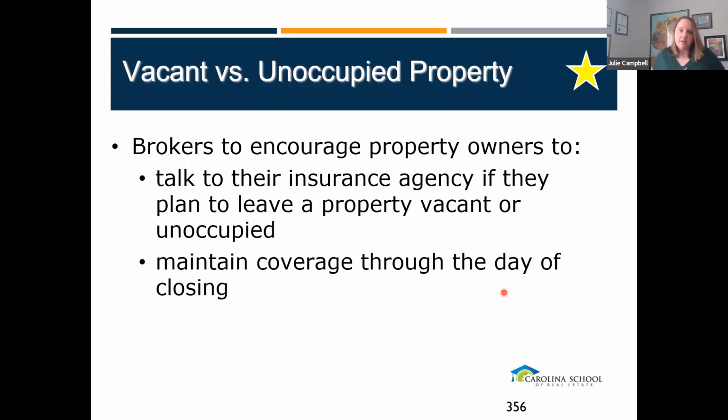If closing gets delayed, they have to extend their policy. Don't cancel it until it's a done deal. And when is it a done deal? When that brand new deed is recorded. Then and only then is it a done deal. Questions or comments?